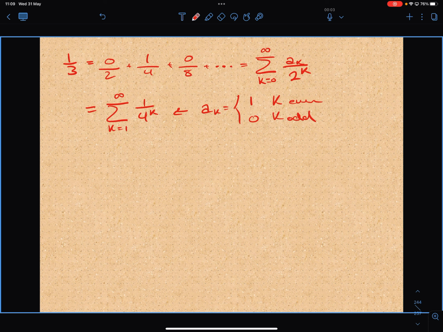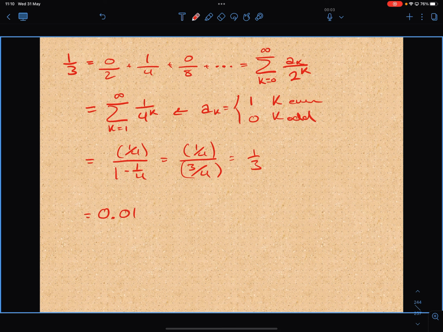So the answer here is going to be 1/4 divided by 1 minus 1/4, which is 1/4 over 3/4. So it's 1/3. That means the base 2 expansion of 1/3 is going to be 0.010101 and so on. It's alternating zeros and ones, and it's not going to terminate.